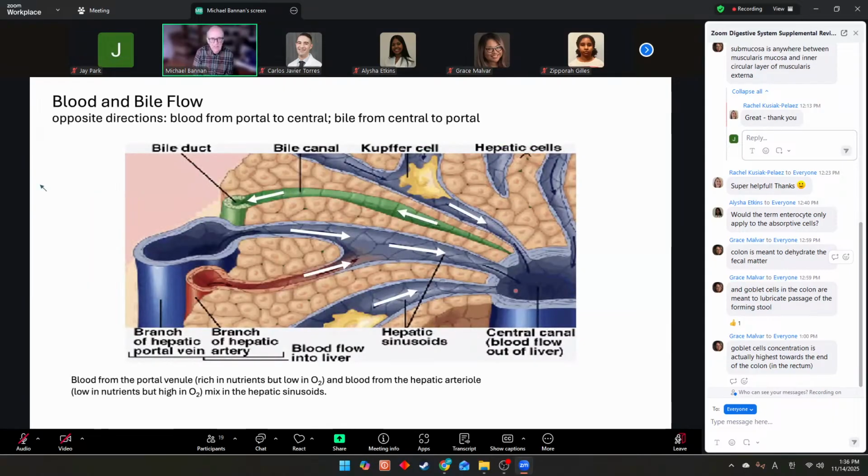In the liver, blood flows from the portal areas to the central vein. But in contrast, bile flows in the opposite direction, from the parenchyma of the portal lobule to the portal tract. So blood and bile flow in opposite directions.